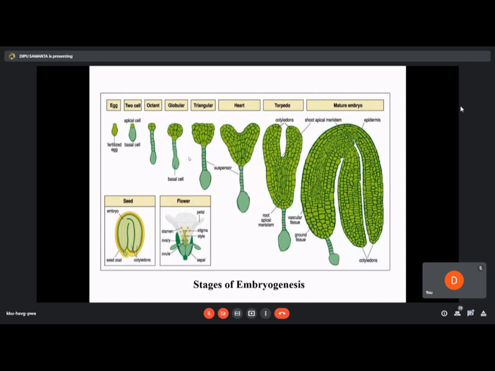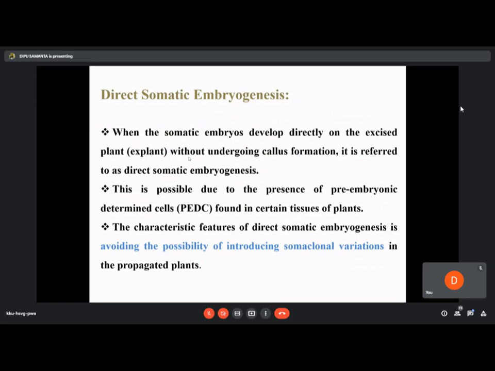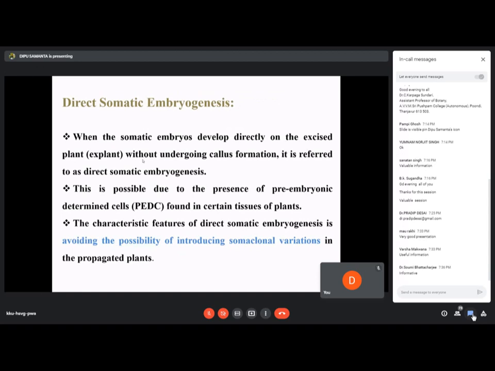Now coming to direct somatic embryogenesis. As I have mentioned, in direct somatic embryogenesis, different stages of somatic embryo occur without any callus phase. So when somatic embryos develop directly on the excised plant part, that is the explant, without undergoing callus formation, it is regarded as direct somatic embryogenesis. This is possible due to the presence of some cells, the PEDC, that is pre-embryonic determined cells, found in some tissues of the plant.